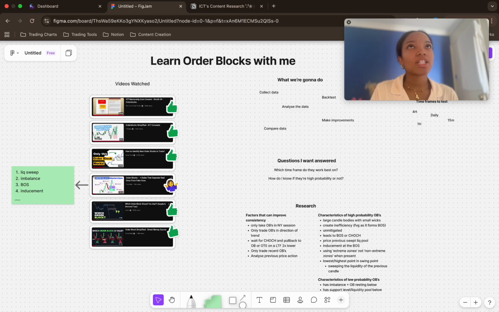information that I learned into flashcards, but when it comes to the actual concepts like mitigation blocks, order blocks, all of these different things, I need to understand how they look.